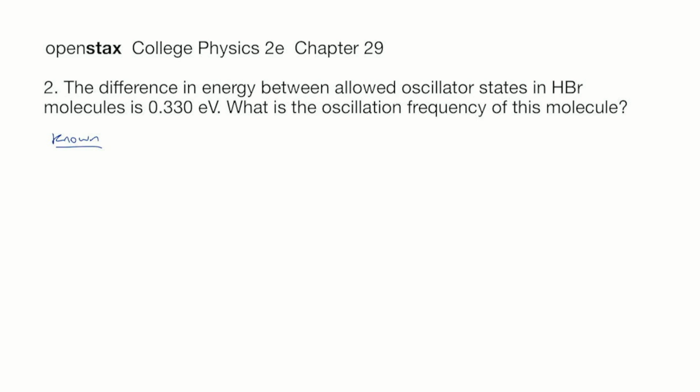And we know that delta E is 0.330 eV. And then we need to find f. Okay, we can use delta E is equal to hf. Solving for f gives delta E divided by h, where h is Planck's constant.